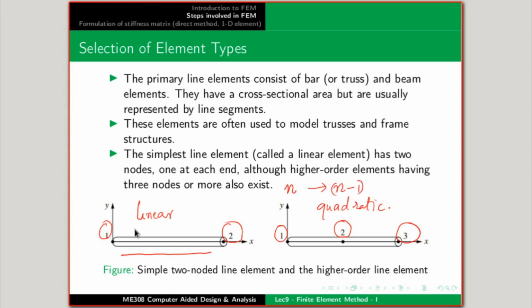For example, in case of a linear element, that is a first order, we have 2 nodes. If n is equal to 2, then for a linear element that is n minus 1. For a quadratic element we have 3 nodes. So 3 minus 1, 2. So the order of the element will be 2. Similarly, for a cubic element, there will be 4 nodes and the order of the element will be 3.